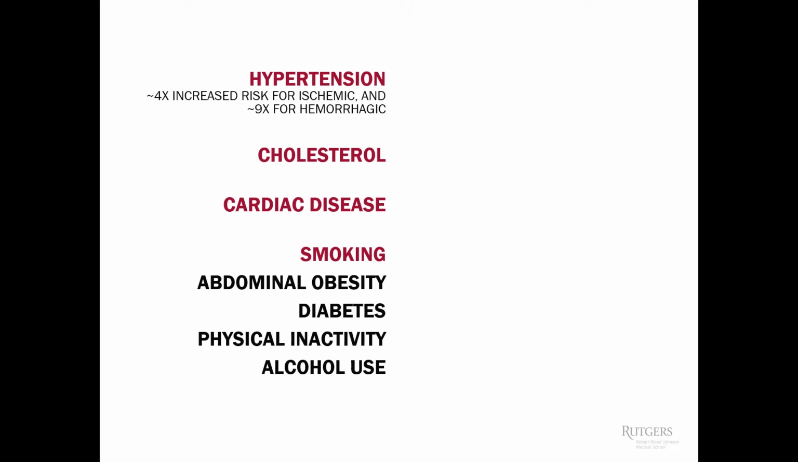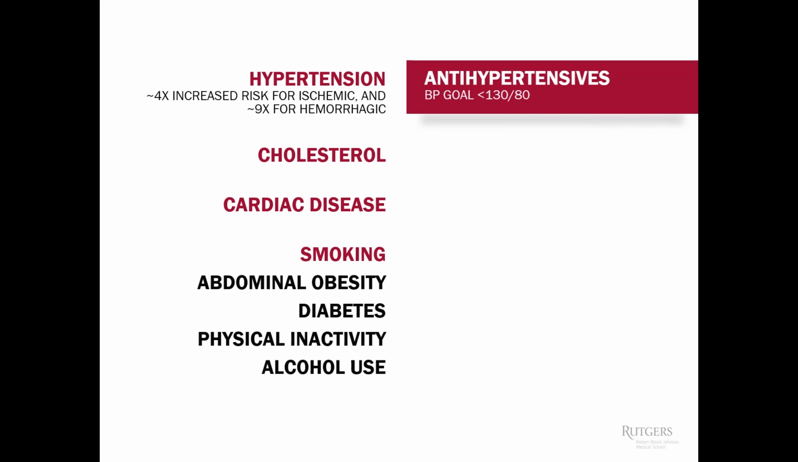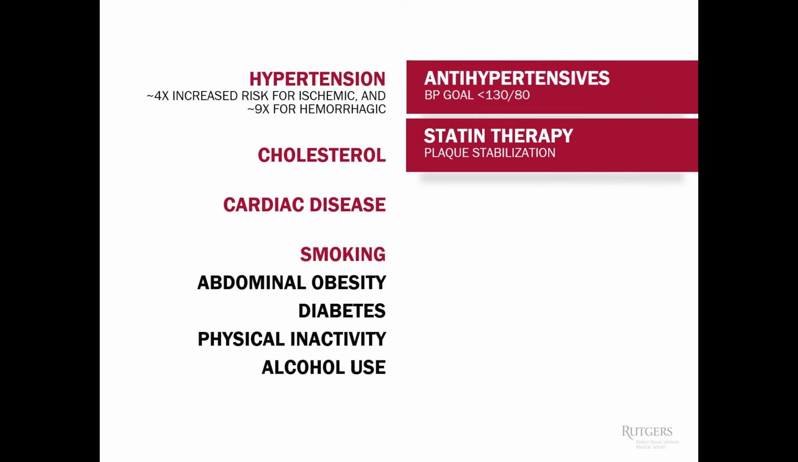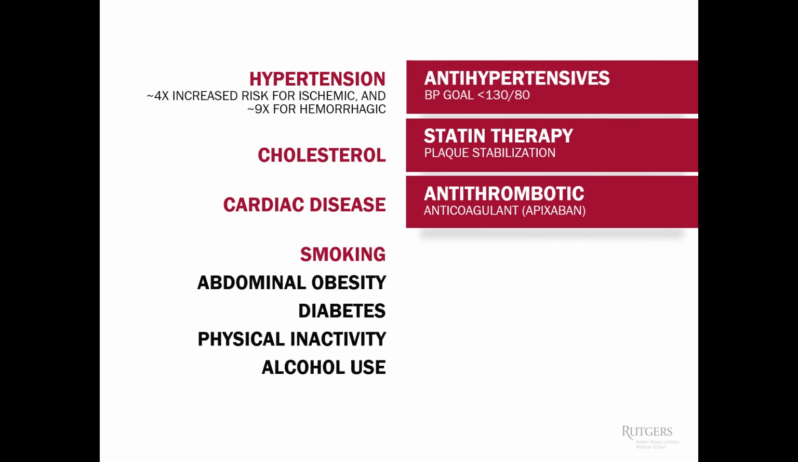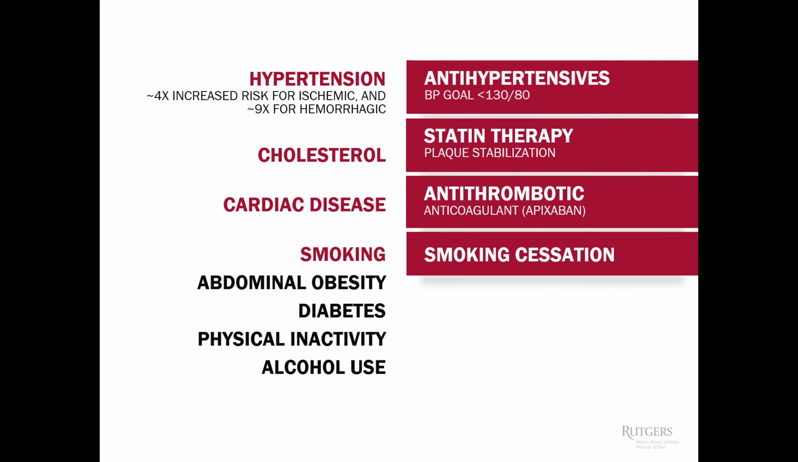Then there are the other well-known vascular risk factors. So the 4 major pillars of stroke prevention include blood pressure control, statin therapy, not so much for the cholesterol, but it confers anti-inflammatory plaque stabilizing effects, antithrombotic therapy, which in our case is actually going to be an anticoagulant for atrial fibrillation, smoking cessation, and glycemic control in diabetics.